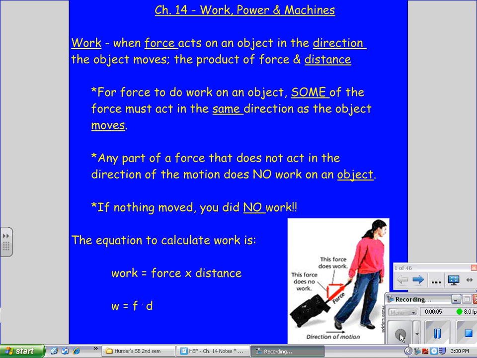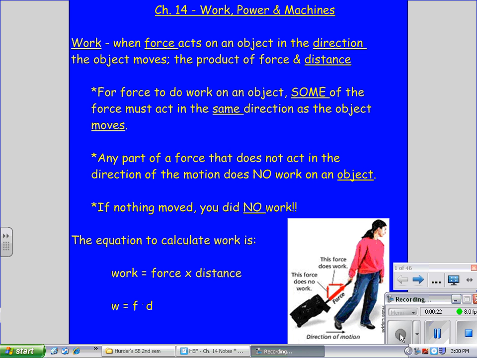We are talking about work and power and machines. So I want you to flip in your binder to page 82. These notes are going to go right along with that. I want you to fill in your notes on 82. We're going to get through 82, 83, I believe. So pause it if you need to go get that stuff and your pencil.